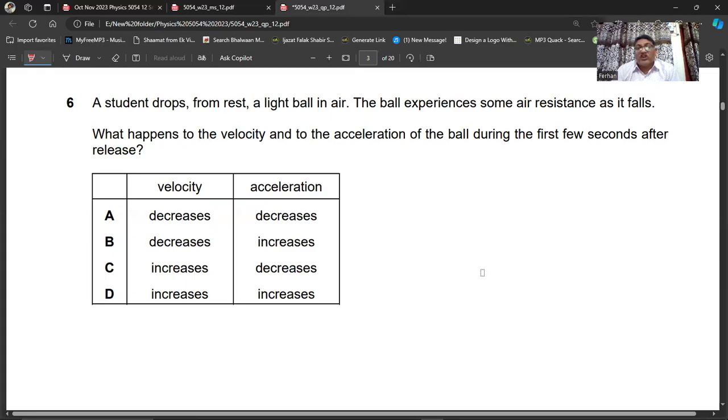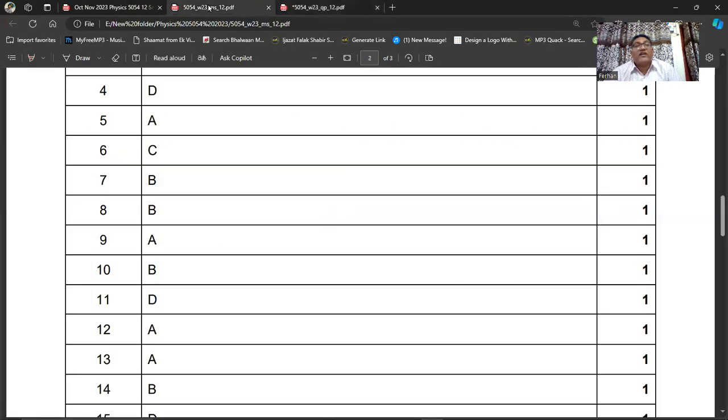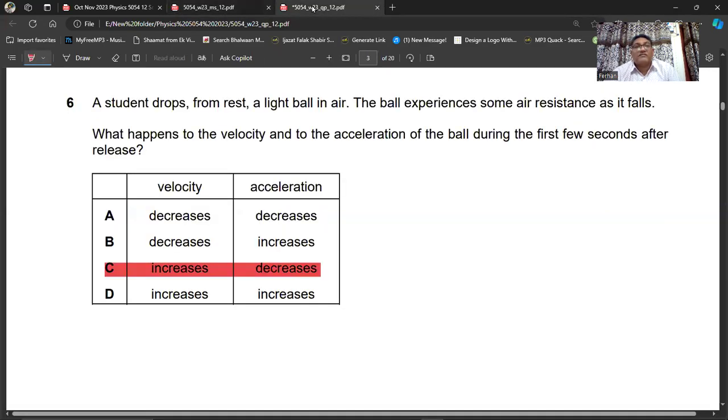So as it starts falling down, the velocity increases, but at the start the acceleration is maximum, and then the acceleration gradually decreases. So the velocity increases, but the acceleration will decrease. So for question number 6, I think C should be the choice. The velocity should increase and the acceleration should decrease. Let's check. Question number 6, C is the right answer, sir.